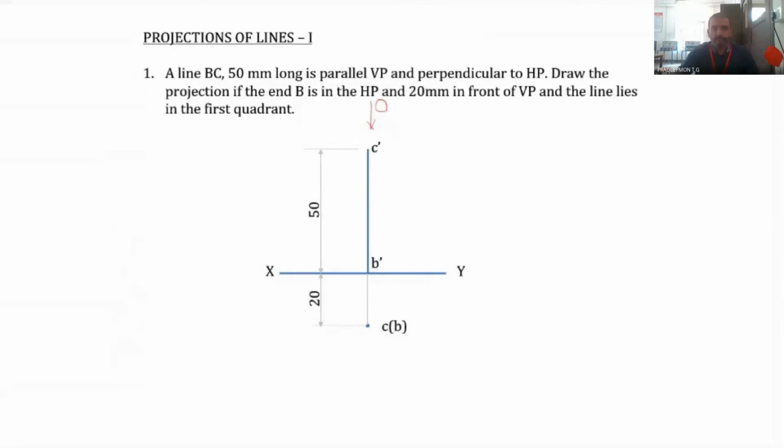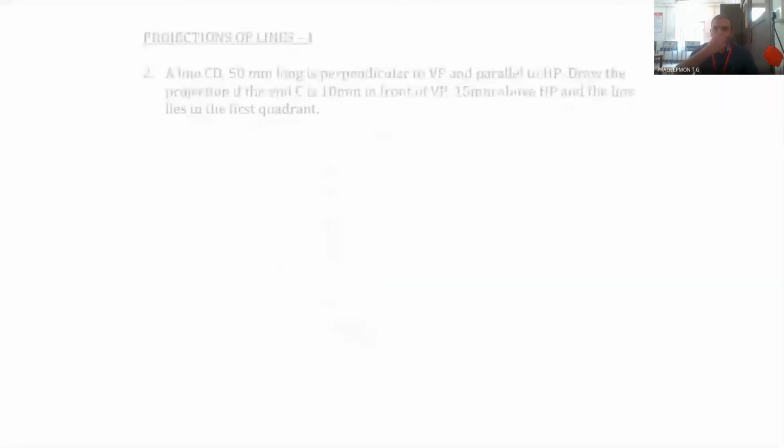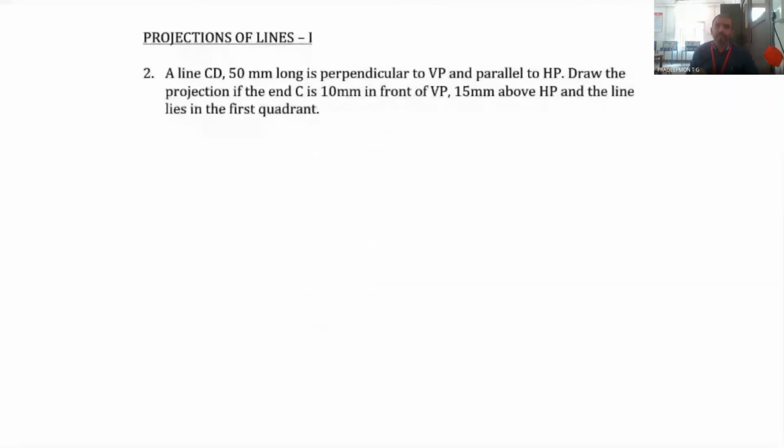So now we move on to the next question. The next question, it is a line CD, again 50 millimeter long, is perpendicular to VP and parallel to HP. In this case, the line is perpendicular to VP and parallel to HP. In the previous case, it was the reverse, that is, it was perpendicular to HP and parallel to VP. And draw the projection if the end C is 10 millimeter in front of VP and 15 millimeter above HP, and the line lies in the first quadrant.